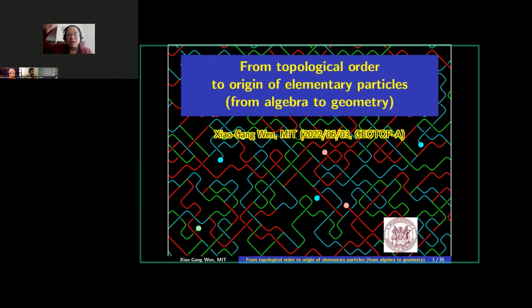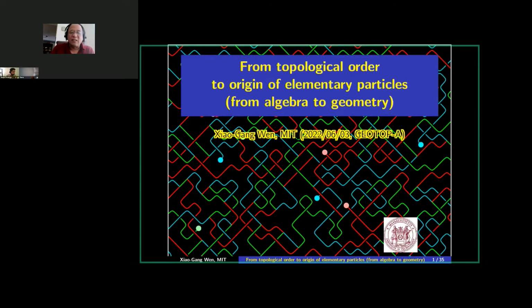And today I'm going to talk about a new kind of quantum material, which has a new kind of order called topological order. And I will discuss how that may affect our worldview.